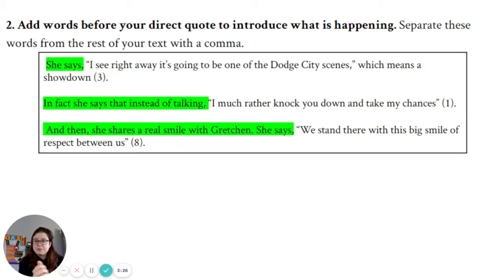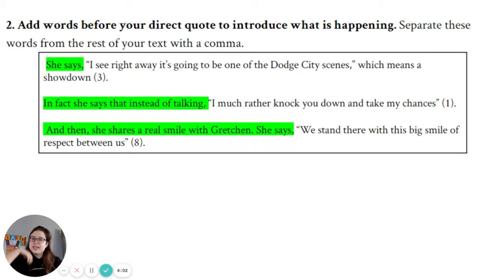The next step, add words before your direct quotation to introduce what is happening. Here's sometimes what 6th graders do. They'll find a really good part of their story. They'll type that really good text evidence, and they just plop it in their paragraph. But we can't just do that. We need to put some words before our quotation to set the scene, to explain what's happening, to maybe introduce the quotation. It also helps our work to flow a lot smoother.